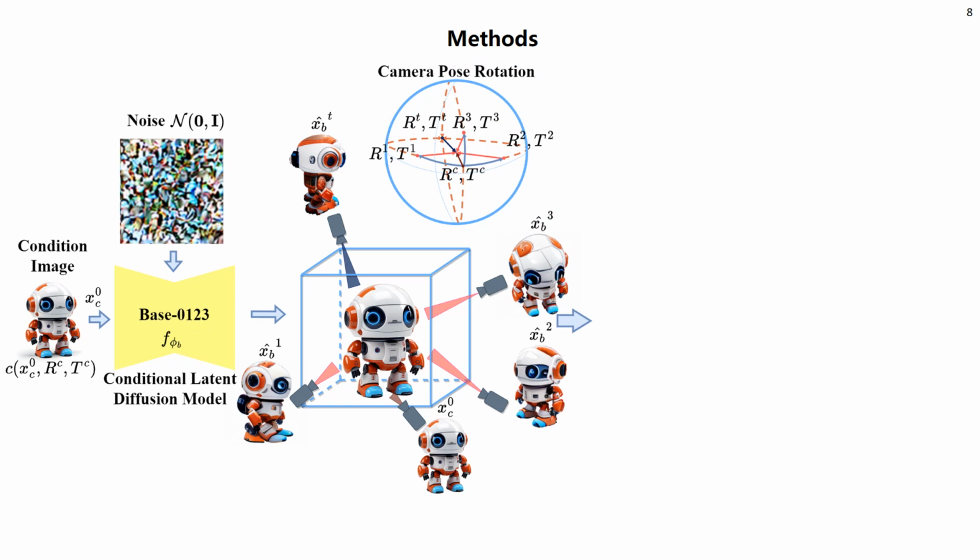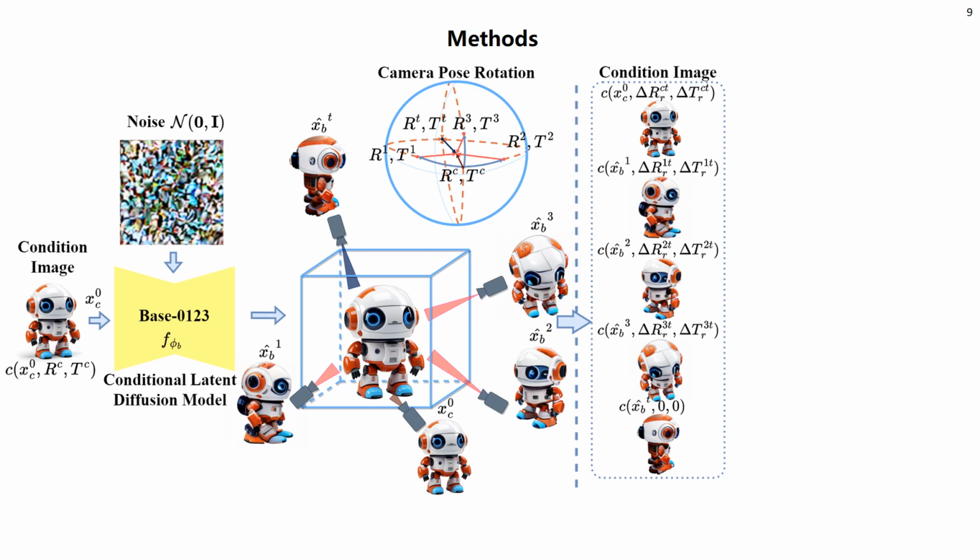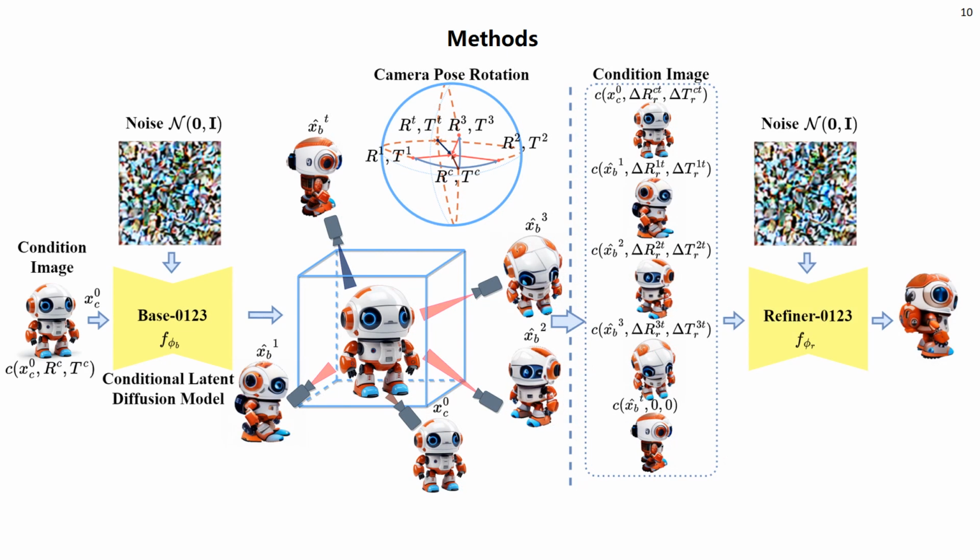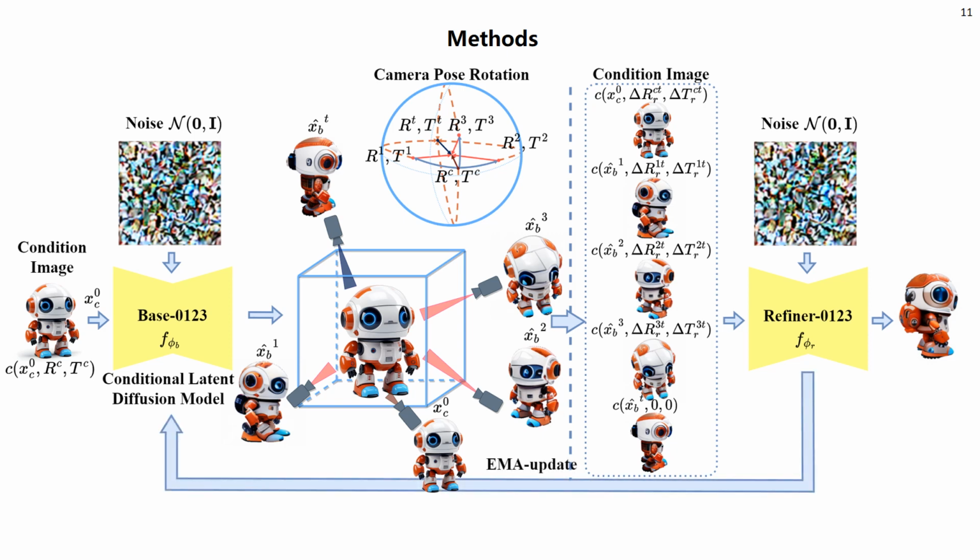After obtaining the multi-view images generated by the first stage base Zero-1-to-3 and their corresponding camera poses, we proceed to compute the camera pose rotation changes for each of these images with respect to the final target image. Finally, all these images are set as condition images for the second refiner Zero-1-to-3. After the model is trained, we can get the refined target view. After each training iteration, the base Zero-1-to-3 network is updated in a momentum update way using exponential moving average (EMA).